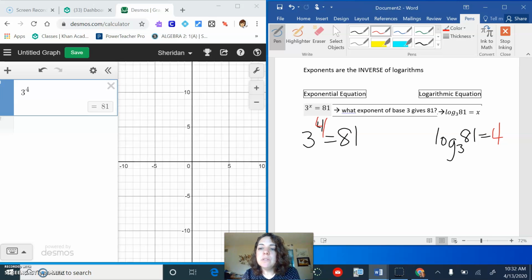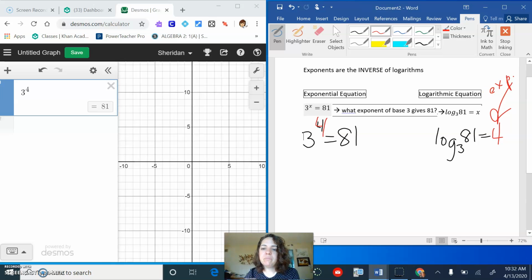So anytime you see the word log, they're asking you for an exponent. Okay, the exponent goes on this side. That's supposed to be an arrow. Sorry. So that's the exponent.